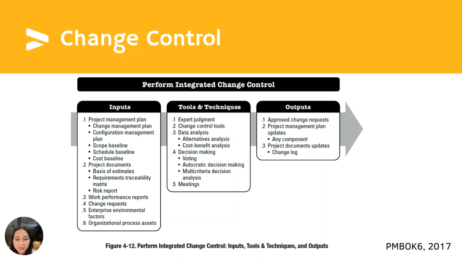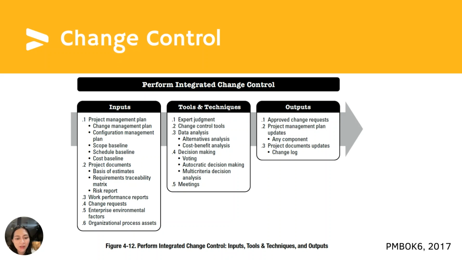So we also have decision making techniques like voting. It could be a unanimous vote or a majority vote. You also have autocratic decision making, where somebody takes responsibility for the entire group. Another is multi-criteria decision analysis, a technique where you use a matrix for a systematic analytical approach, which is also very effective.